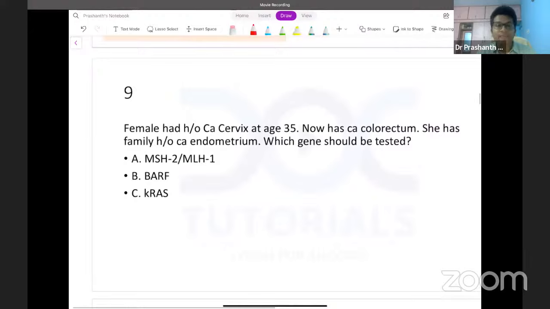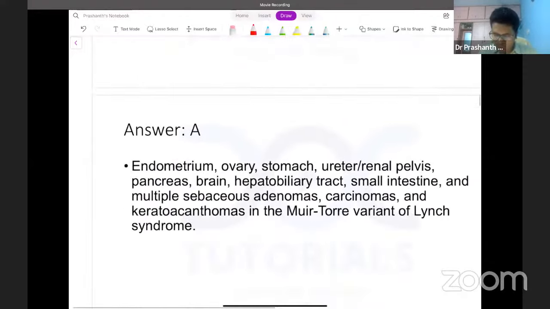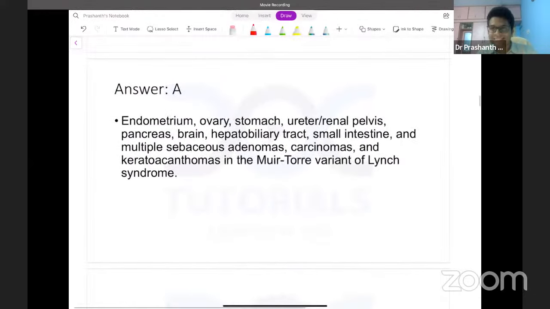Next is a woman, carcinoma cervix, age 35, now has CA colorectum. She has family history of endometrial malignancy. What is to be tested? The thing that you should know for this is Lynch syndrome. So Lynch syndrome, what are the different malignancies that get associated? It's a mismatch repair mutation issue where you should know that these are the malignancies that they will mention, and you should identify this combo.